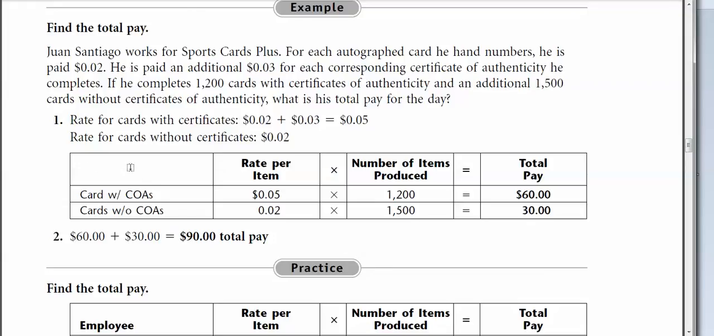Okay, so let's look at this. So we have Juan here. He's going to make 2 cents for each of the autograph cards, and he's going to make 3 cents for the certificate of authenticity. Okay, so we're going to look at the rate per item. They added them together and the total of them produced was $12.50. So they said, if he has this one and this one, then he'll make 5 cents because it says this one completes this many with both. And then he finishes 1,500 with just that certificate of authenticity.